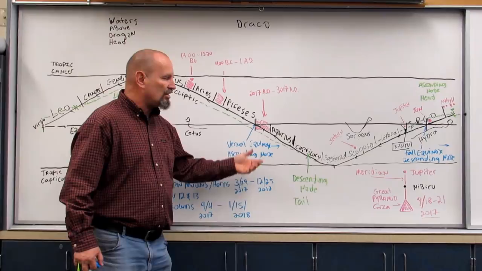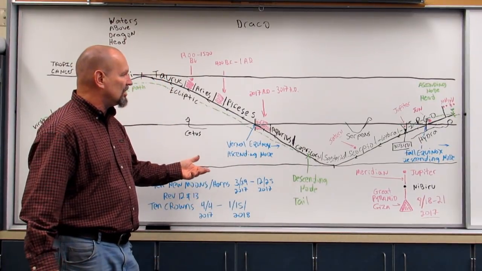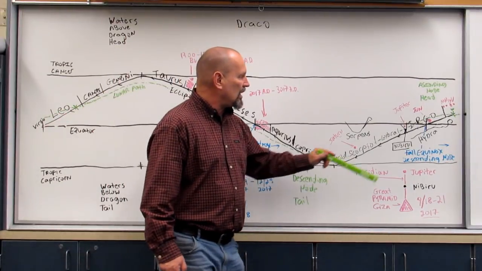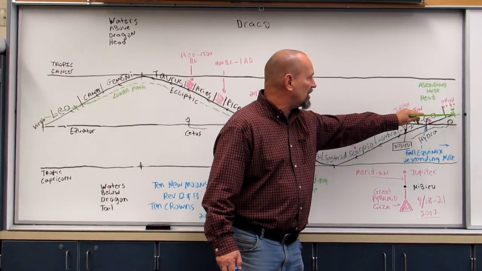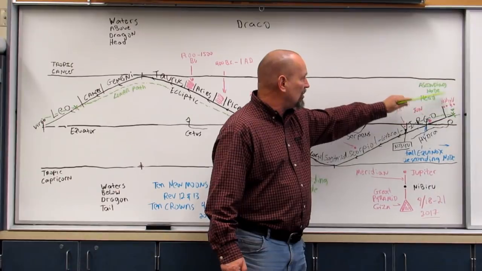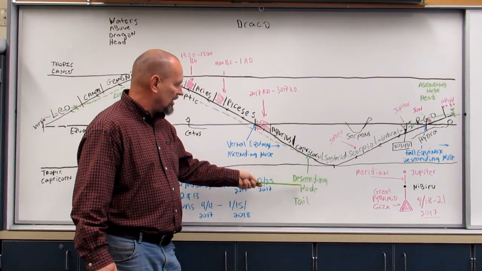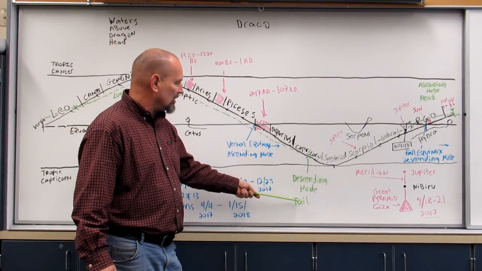Just like the equinox has an ascending and descending node, so too does the lunar path. The lunar path has its ascending node right here. The ascending node is what we know as the area of the head. And we also have the descending node right here, which is also known as the area of the tail.